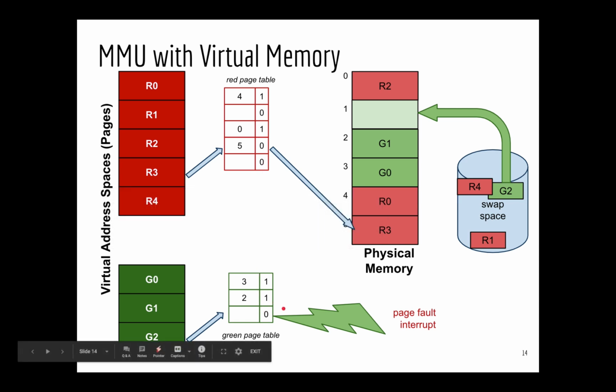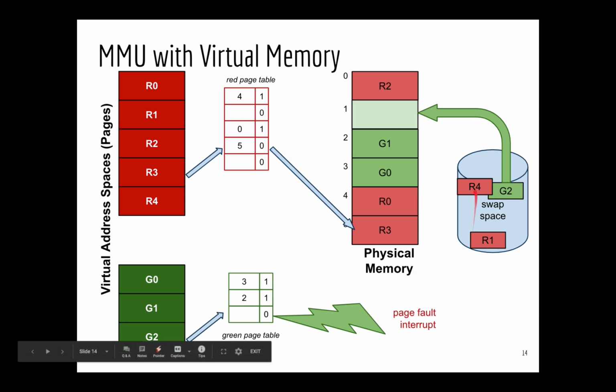The green process has only 2 pages loaded to RAM. Its third page is not resident. Any logical address issued by green referring to its page 2, the third page, will trigger a page fault interrupt.